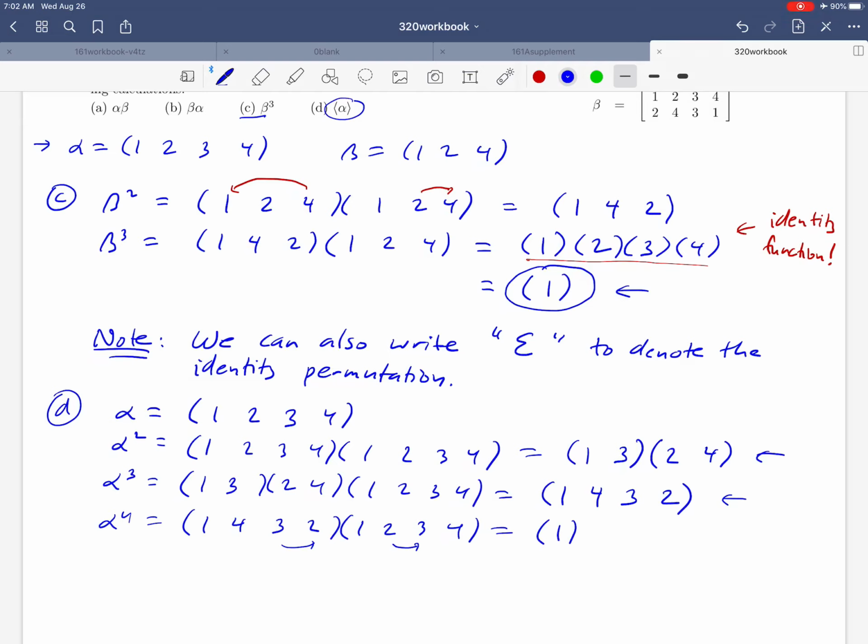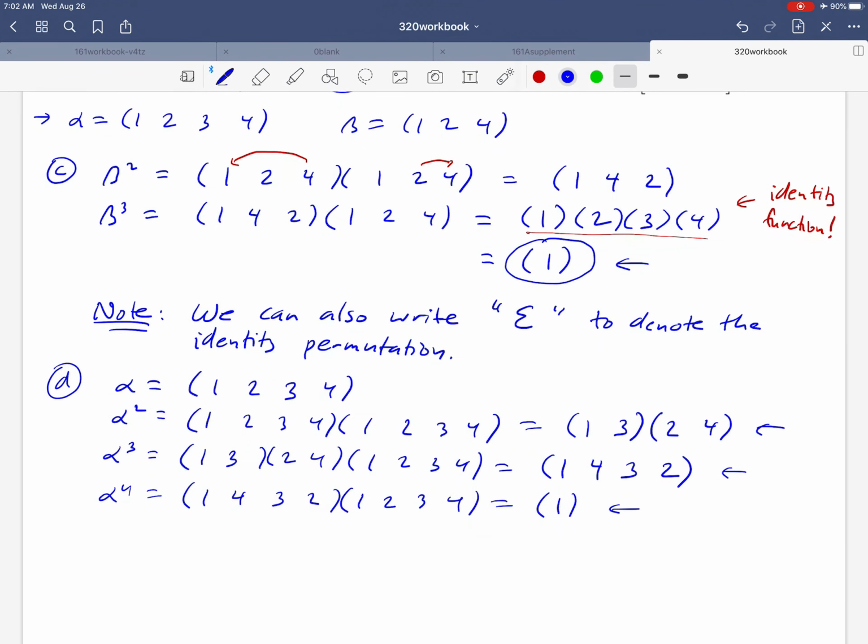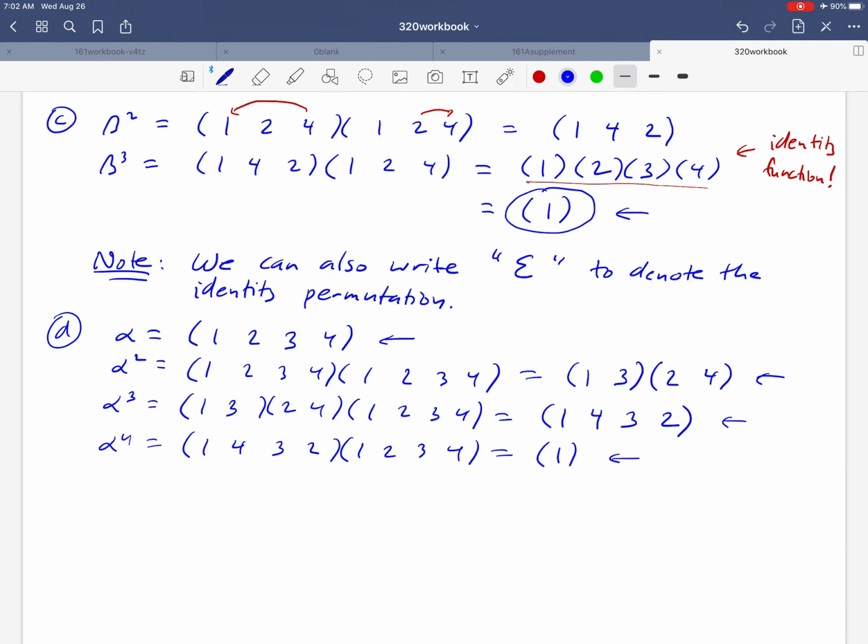So 2 maps to itself, so I'm not going to bother to write that. 3 goes to 4, and 4 goes to 3, so 3 maps to itself. And I'll leave it to you to confirm that 4 also maps to itself. All right, and so the result of this calculation is the identity. We have wrapped around, and the upshot of it is that the cyclic subgroup is going to contain 4 elements in it. Okay, the 4 elements that we just calculated.